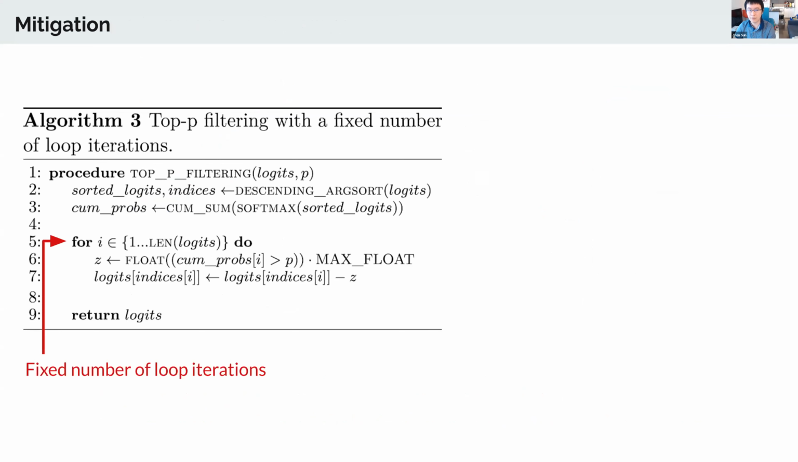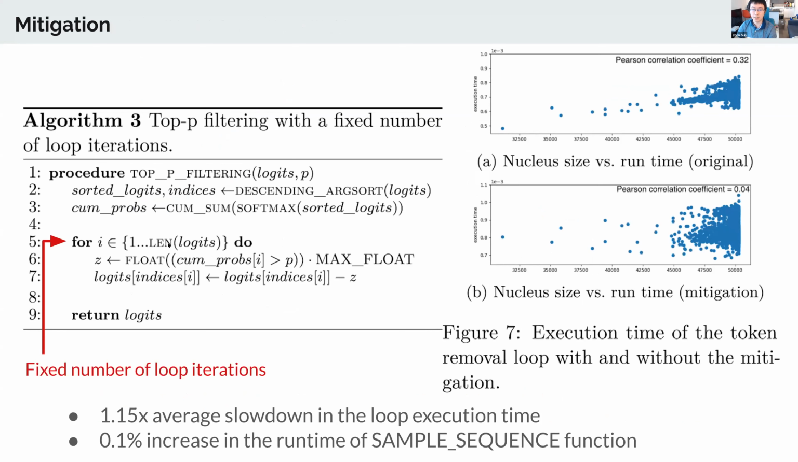Instead of using a data-dependent loop, we can change it to a loop with a fixed number of iterations, as we showed here. The figure on the right shows the evaluation of the mitigation. We can see that before the mitigation, the runtime of the sampling function has a relatively strong correlation with the nucleus size, but the correlation is much weaker after the mitigation. The overhead of the mitigation is negligible. It only has a 1.15x average slowdown in the loop execution time, which translates to only a 0.1% increase in the runtime of the sample sequence function.